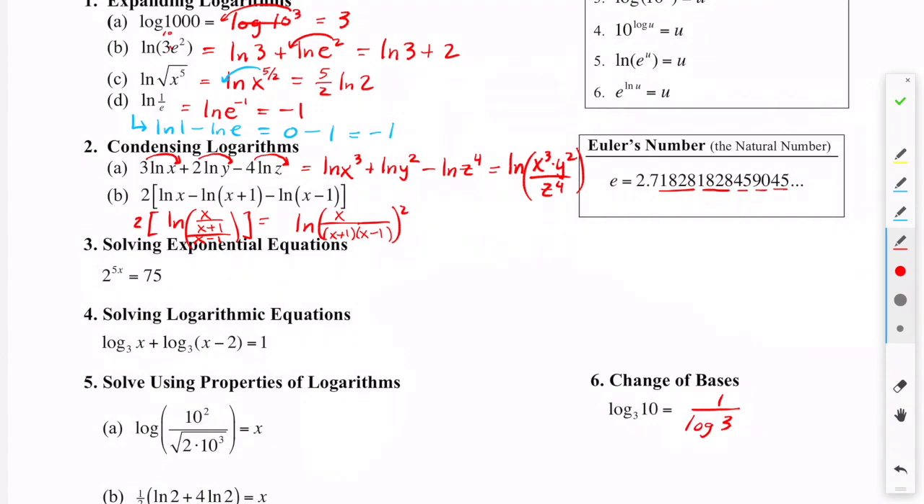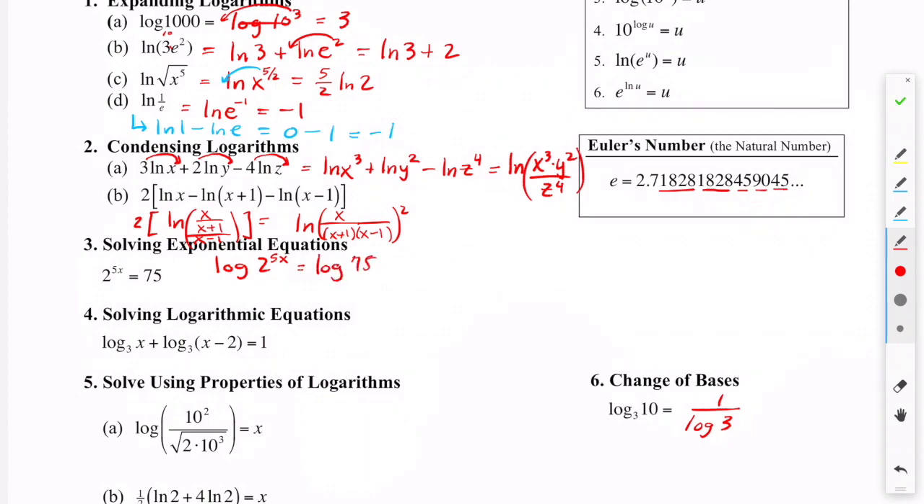Number 3. How do we solve exponential equations? 2 to the 5x power equals 75. Well, the key to solving for x is we need to get the x out of the exponent. And so one way to do this is we can take the log of both sides. The log of 2 to the 5x power should equal log of 75.